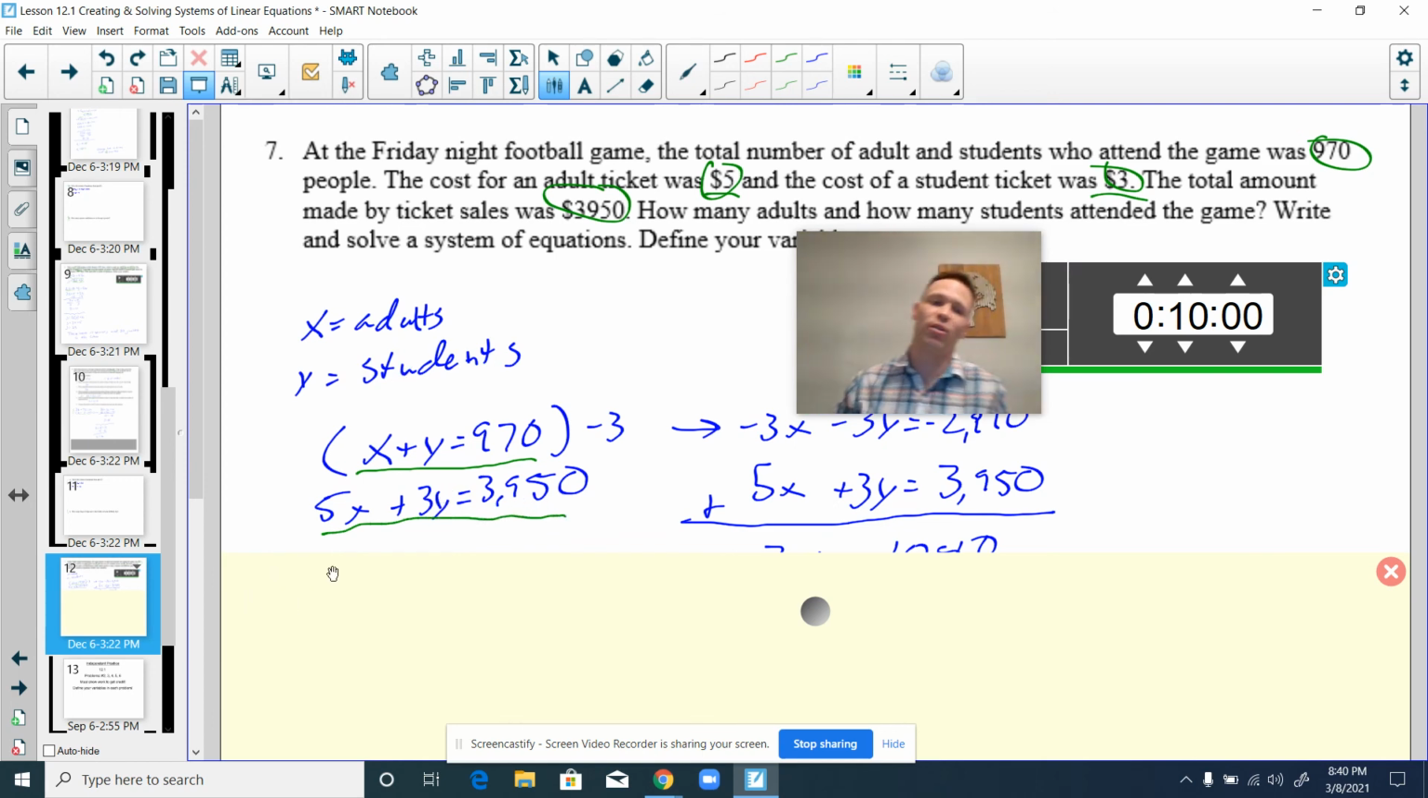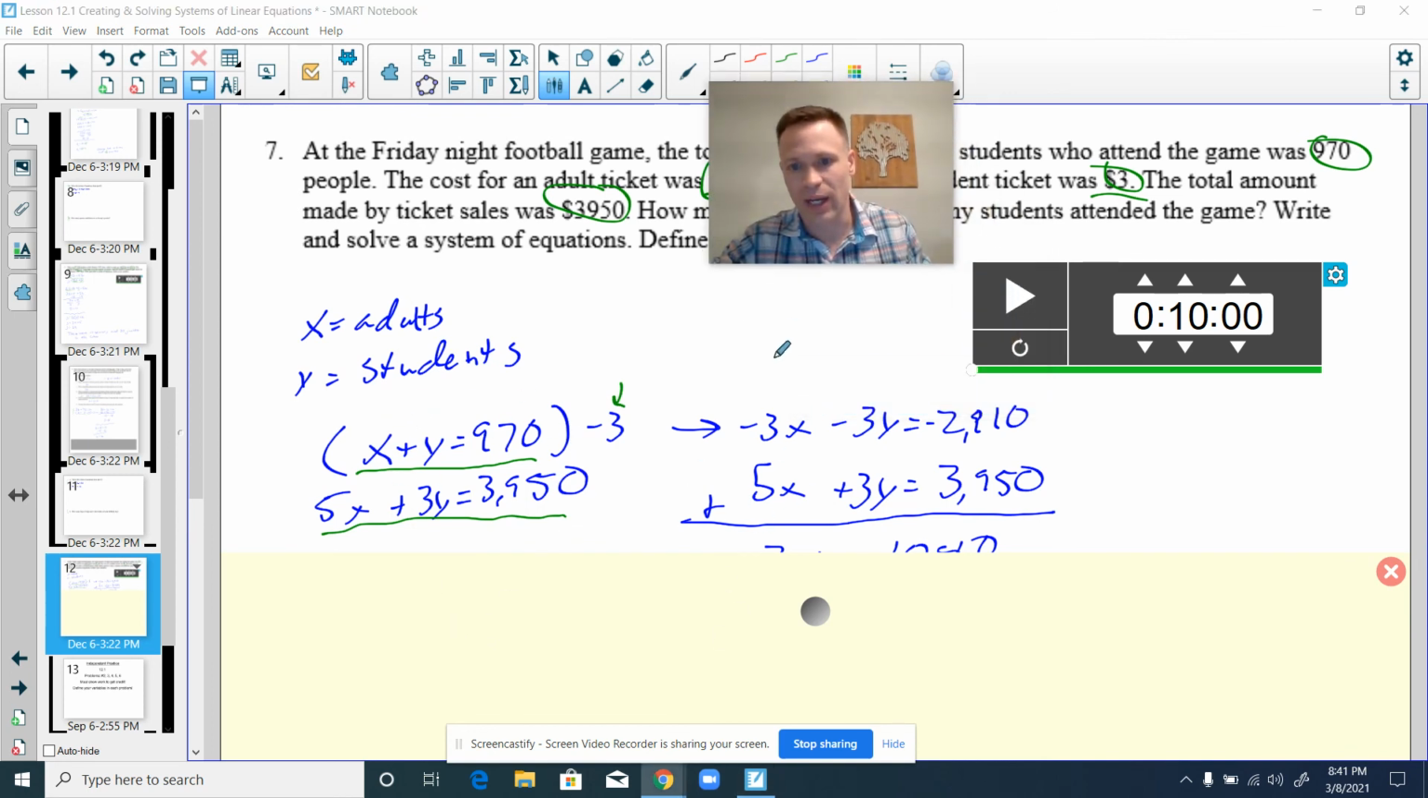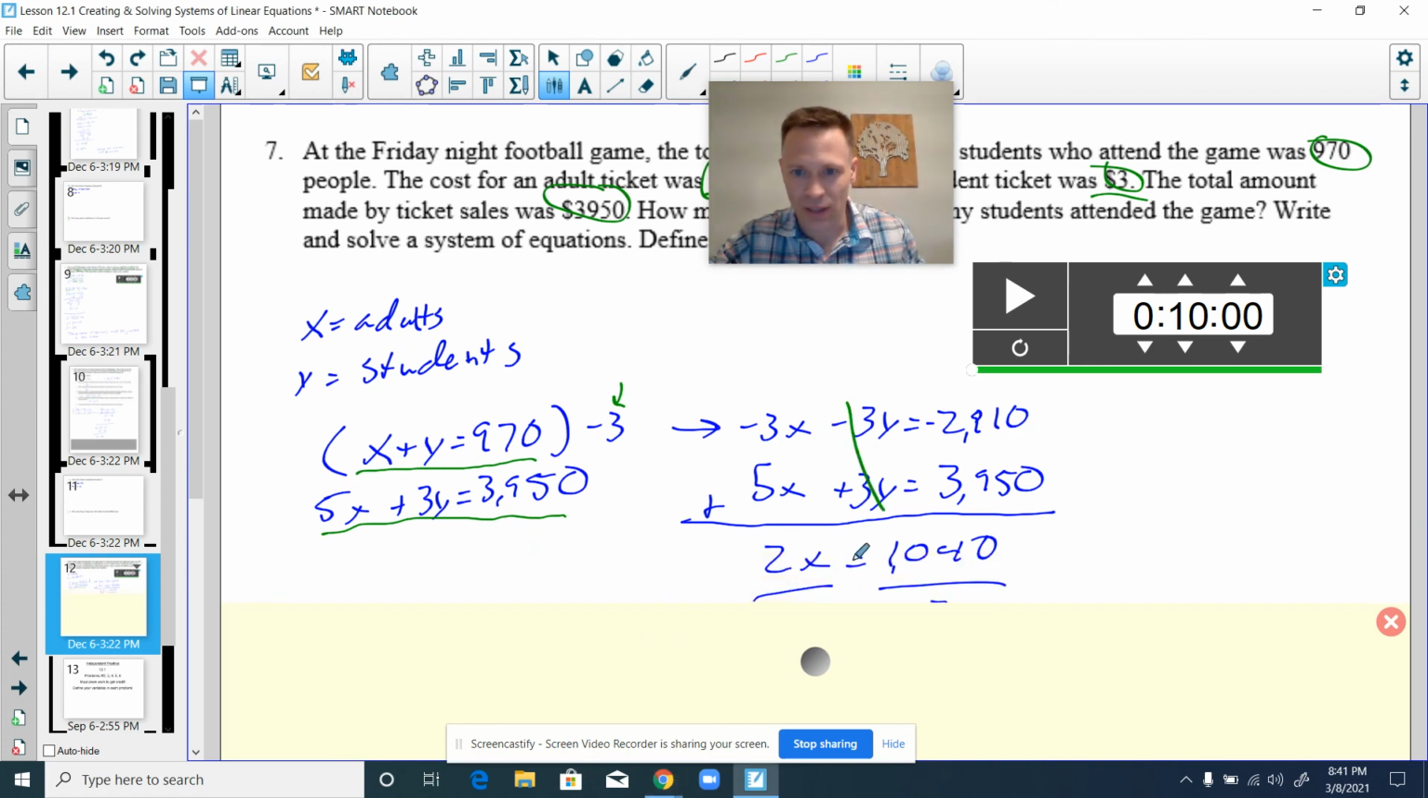Because these are both in standard form with X's and Y's and equal signs lined up, I am going to add these vertically, but I can't get a variable to cancel out right away. So I'm going to target the Y's and cancel those out, which is why I'm multiplying by -3 right there. Remember, you've got to multiply all three things, which is why I end up with -3x, -3y, and -2,910. Now, when I add vertically, my Y's will cancel out. I'll end up with a positive 2x, and then 3,950 minus 2,910 is 1,040.